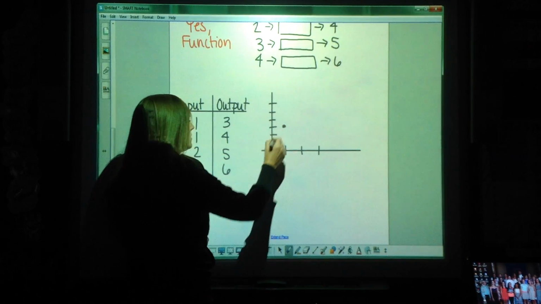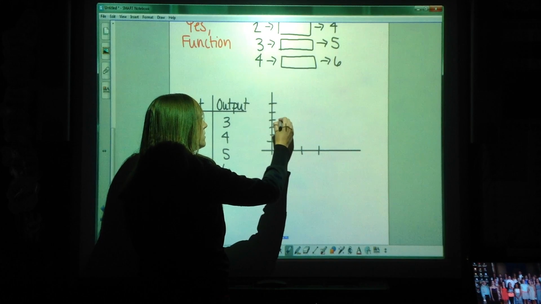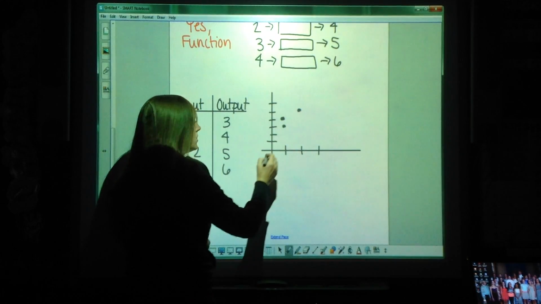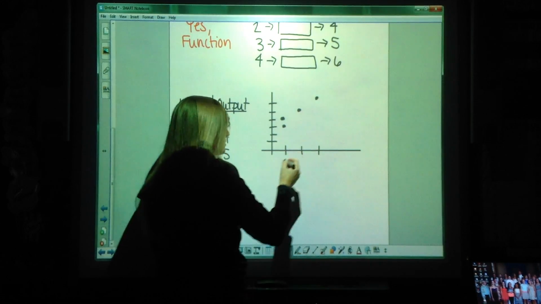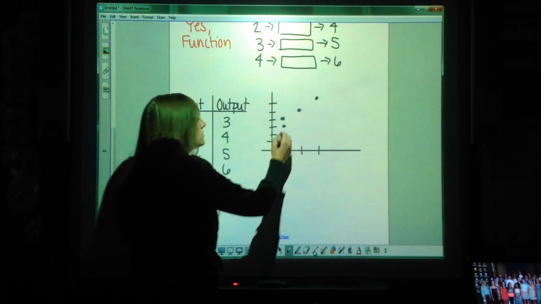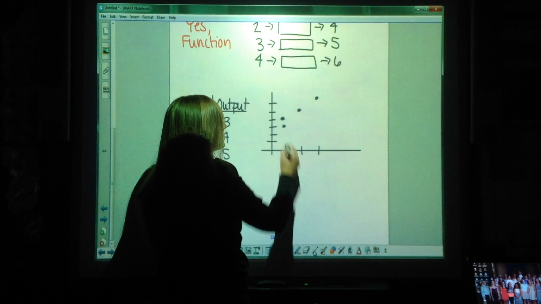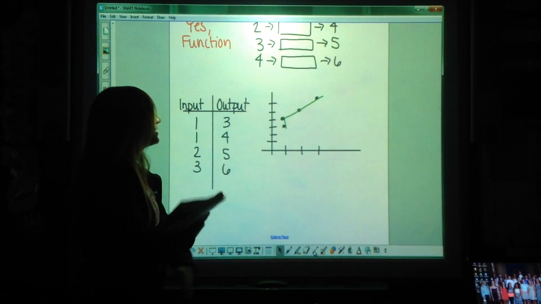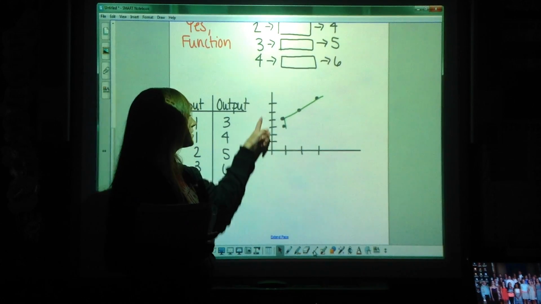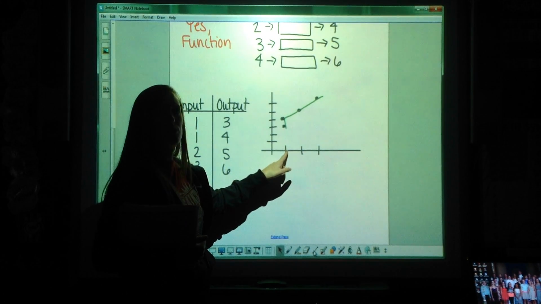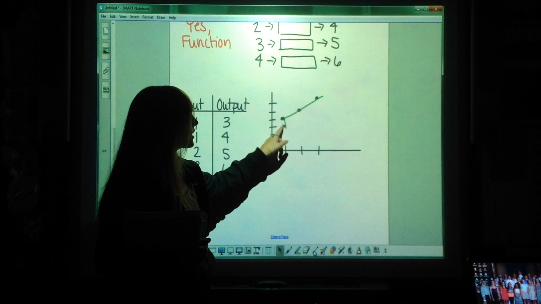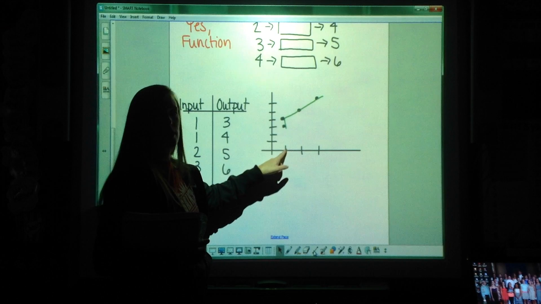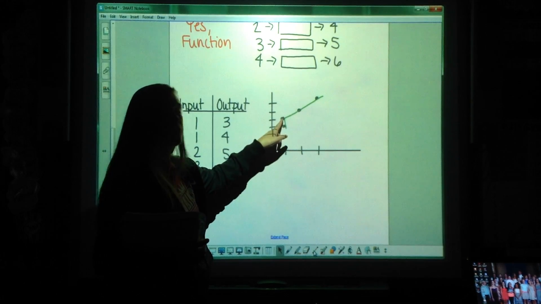One, 3, 1, 4, 2, 5, and 3, 6. Okay, if I were to draw one of these, I use green. Okay, here's the test. These are your inputs, these are your outputs. This input of 1, do you see how it has 2 answers? It has 2 outputs. I know my line's not exactly straight. This 1 has an output of 3 and an output of 4.